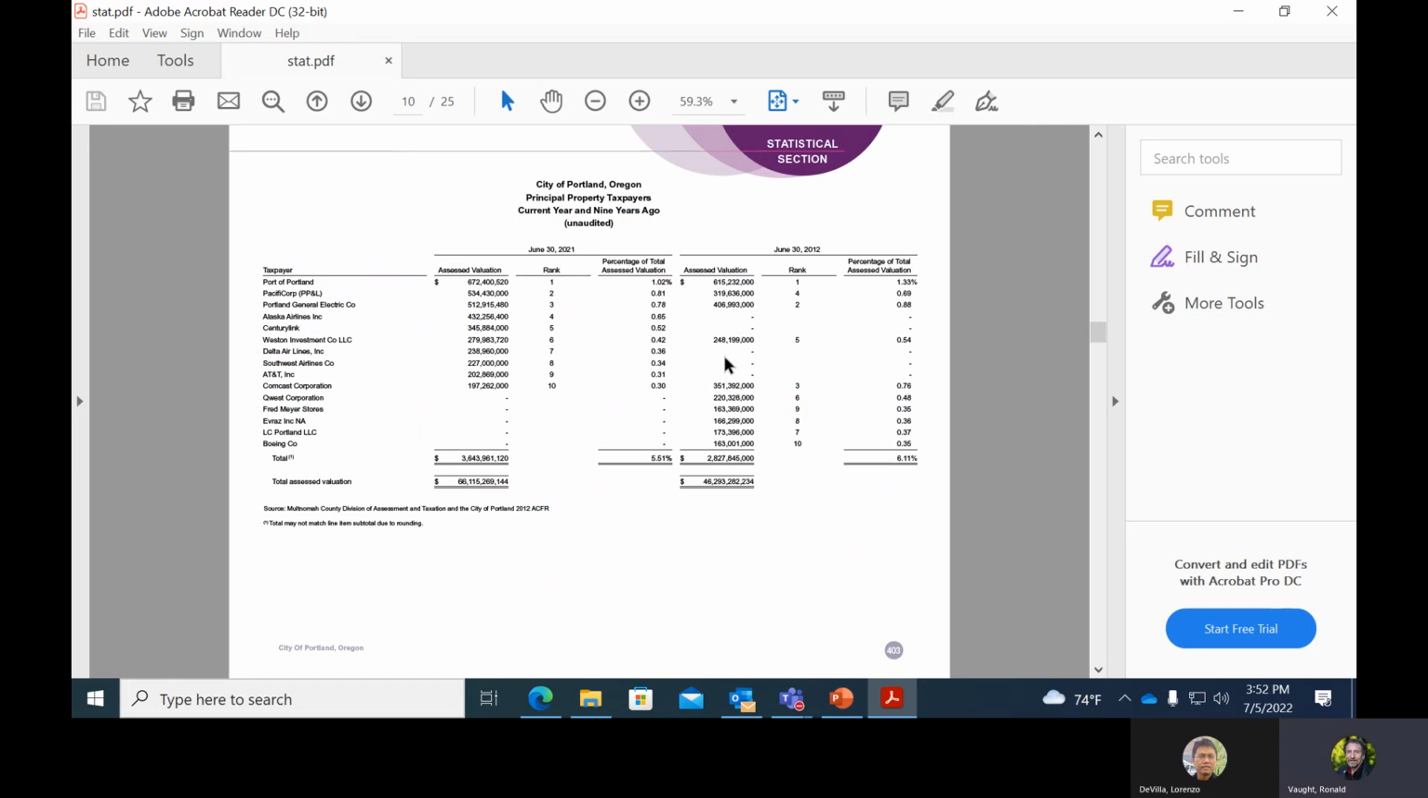And this one always kind of fascinates me, because these are principal taxpayers, as of last year and then 10 years prior. So it's kind of interesting that Qwest was a big player 10 years ago, but I don't think it exists now. Fred Meyer, I don't know why they have disappeared. Oh, it's because they're not in the top 10 anymore. Yeah, they could still be 160 million and just have disappeared.